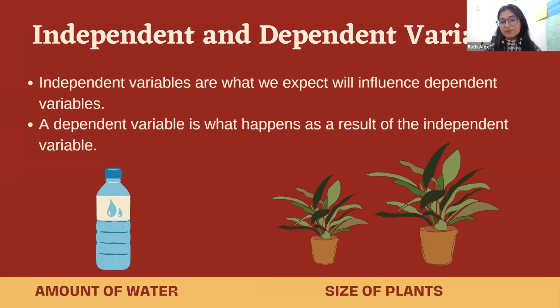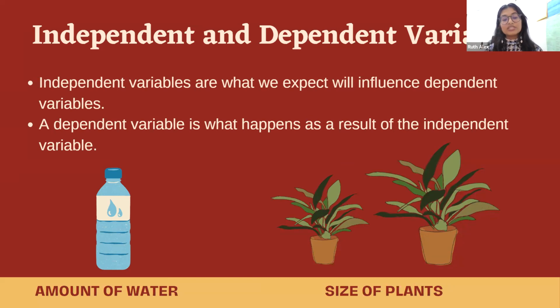A dependent variable changes because of the independent variable, or because of the change you make. For my example here, I have two plants. In one plant, I put 1 bottle of water and the plant only grows this high. But on the other plant, I put 2 bottles of water, so the plant grows way higher.